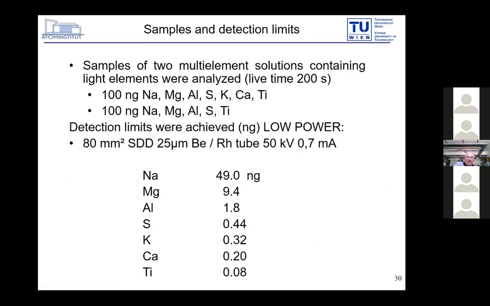With this tube, we are achieving, with a large detector but the low power tube operating at only 50 kV and 0.7 mA, around 50 nanograms, 10 nanograms, 2 nanograms for these light elements. So this shows you the disadvantage of low power in comparison to high power. But anyway, you are in a reasonable range to detect.